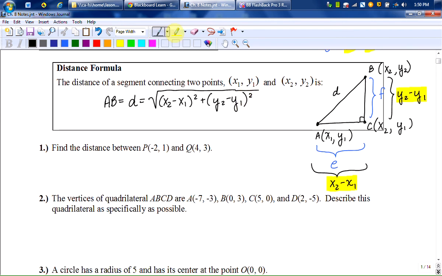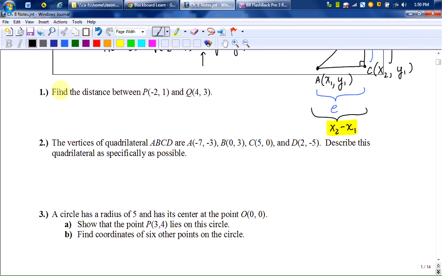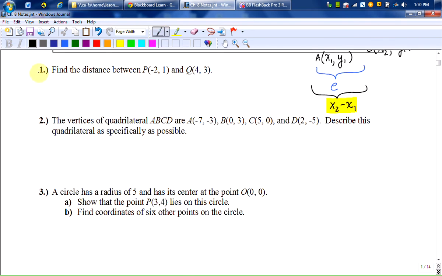One of the things to note is that these squares and this radical can't cancel because of this plus sign here. So we'll actually need to number crunch this stuff inside of the parentheses, simplify it all down, and then simplify with the radical. So we'll go down and we'll do a practice problem.